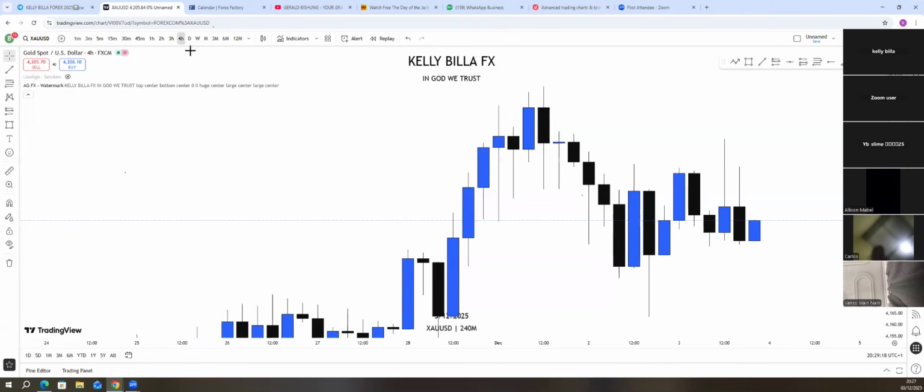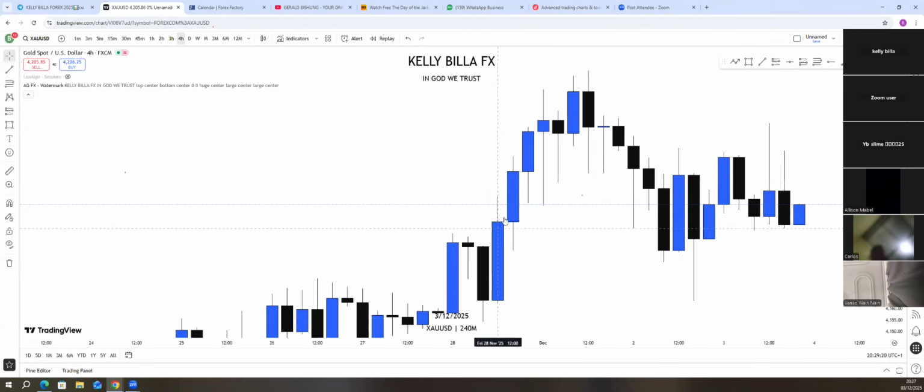So here is a 4H time frame. If you see this 1, 2, 3, 4, 1, 2, 3, 4, these are 4 bullish candles. What does it mean? It means that for 16 hours continually, buyers have been in this market. It means that demand has been prevailing.